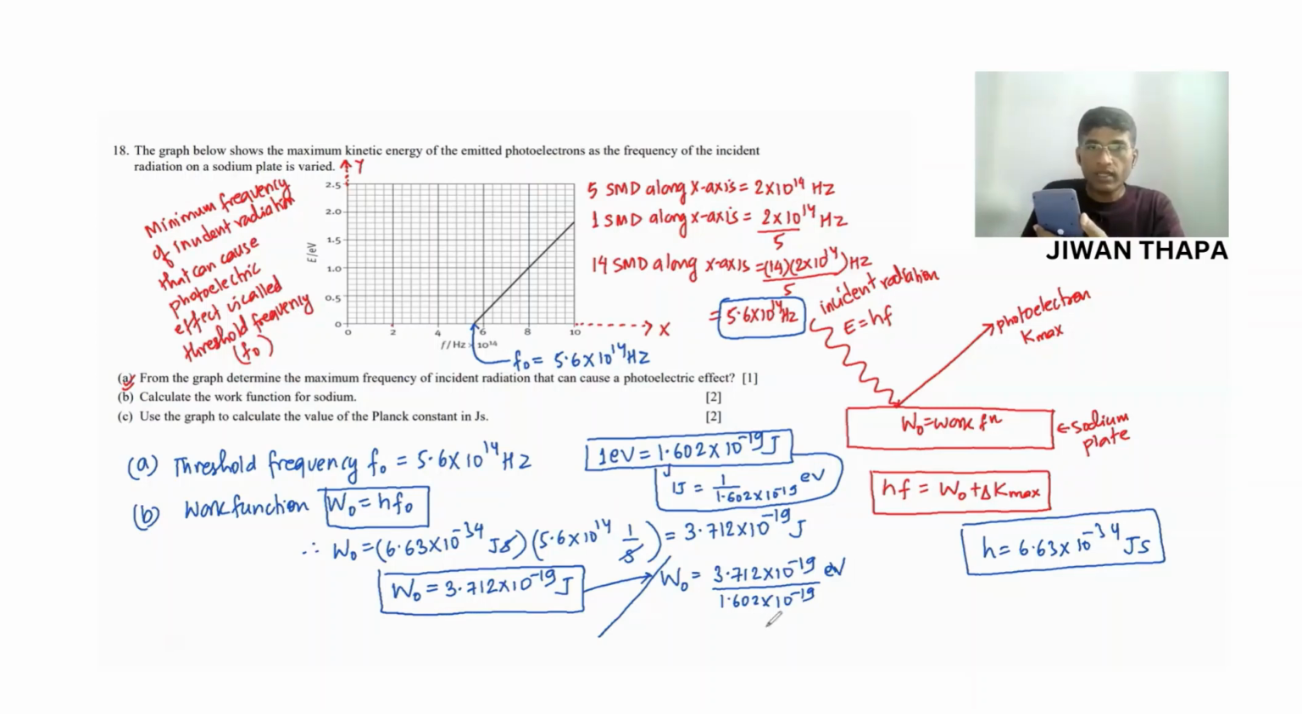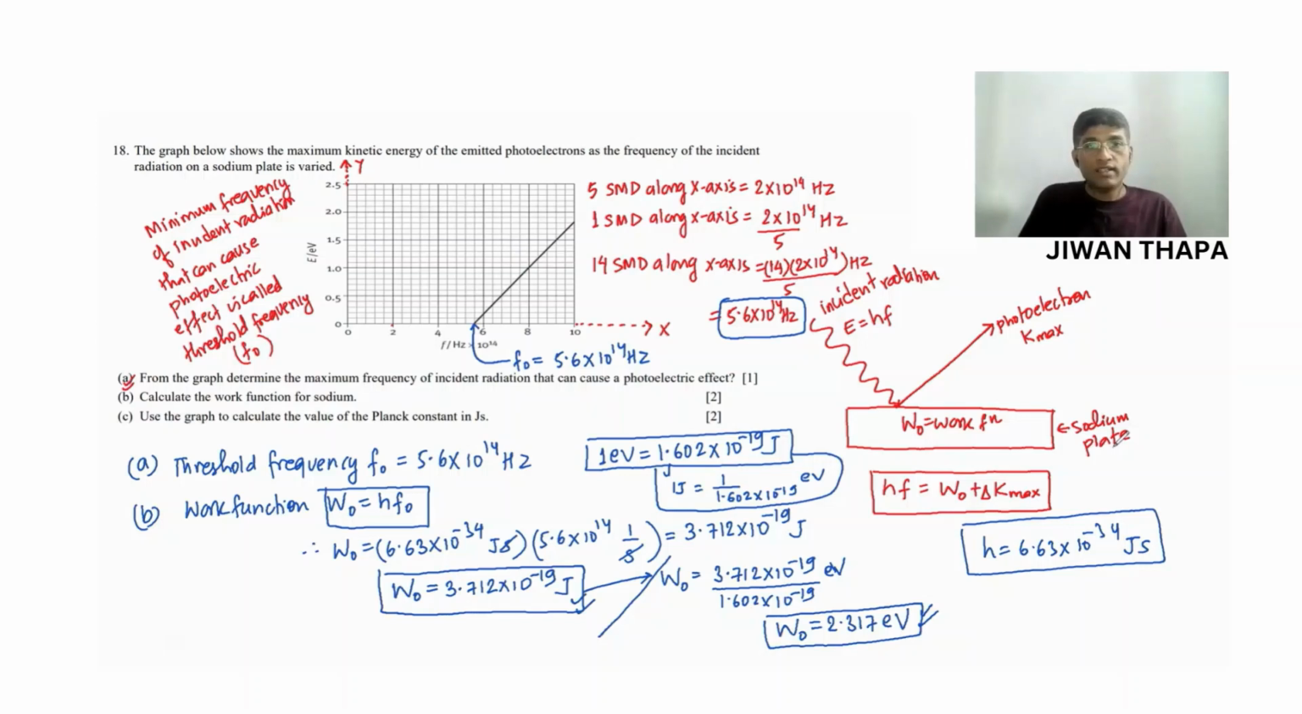So we get this, okay. Work function W naught equals 2.317 electron volt. So this is work function in joule, and this is work function in electron volt. So we have this.